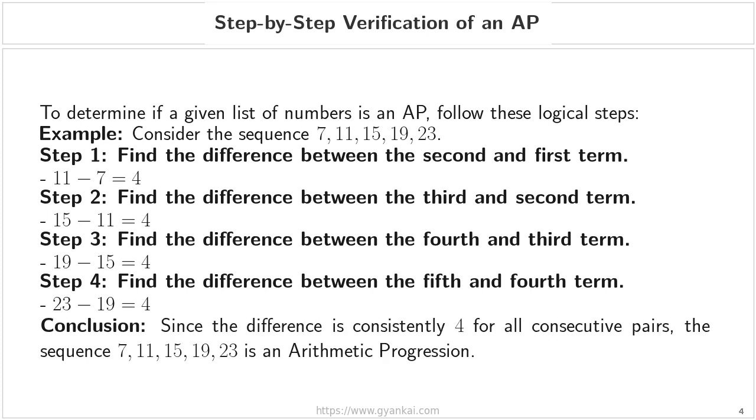Now, let's look at our conclusion. Because the difference is consistently 4 for all of these consecutive pairs, we can officially confirm that the sequence 7, 11, 15, 19, and 23 is indeed an arithmetic progression. As we move to the next slide, we will summarize the key takeaways from everything we have learned so far.